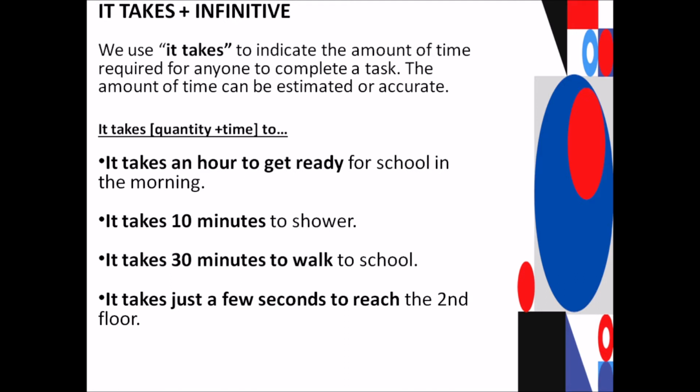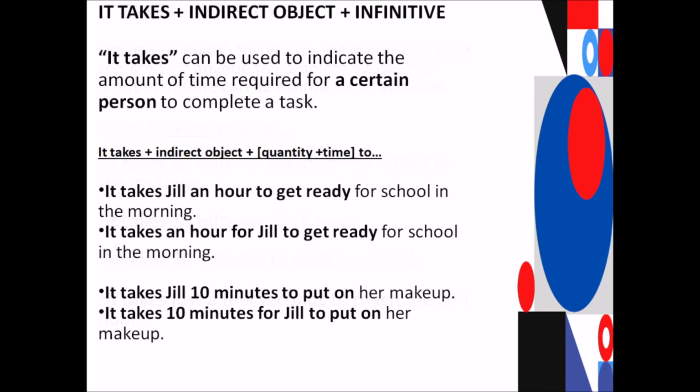It's real quick. Okay, let's identify our items here. So first we have the "it takes," our quantity and the time. In this sentence it is "just a few seconds." We have here quantity, a few, and the time, seconds. So a few seconds. And my infinitive, to reach. Okay, it takes just a few seconds to reach the second floor. Right? So let's move on. Now we have here "it takes" plus an indirect object and my infinitive.